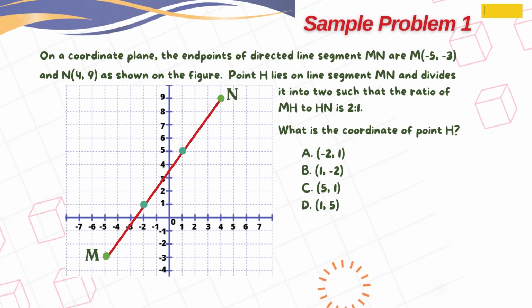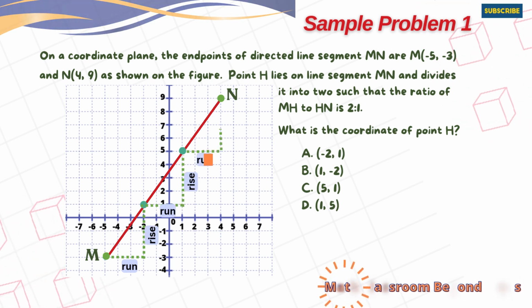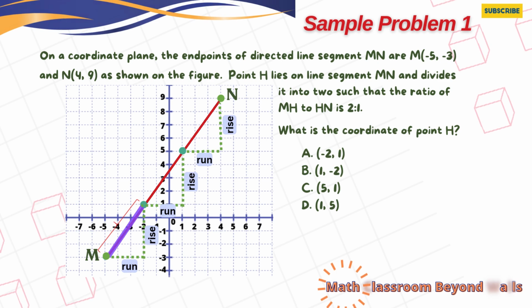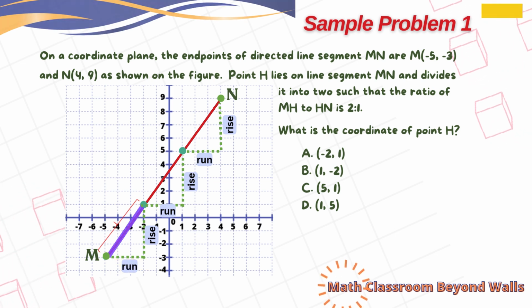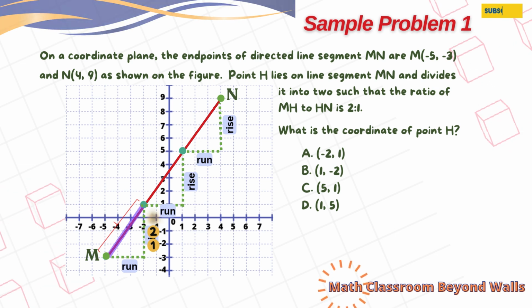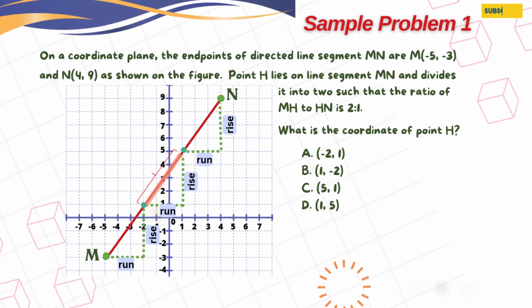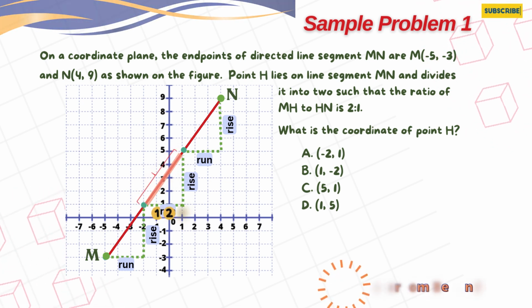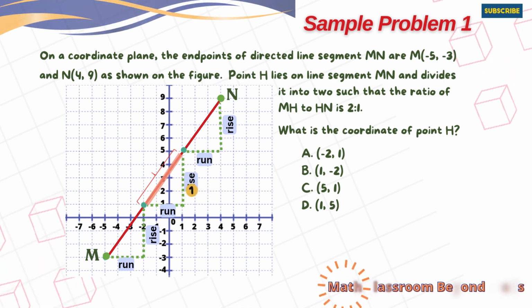To check if they are of equal length, we have to count the run and the rise of each segment. Let's go. On the run of the first part, we have 1, 2, and 3. Counting on the rise, we have 1, 2, 3, 4. On the run of the second part, we have 1, 2, and 3. Counting on the rise, we have 1, 2, 3, 4.